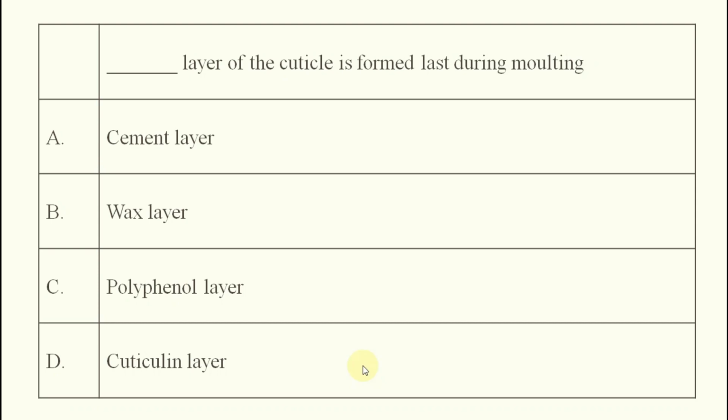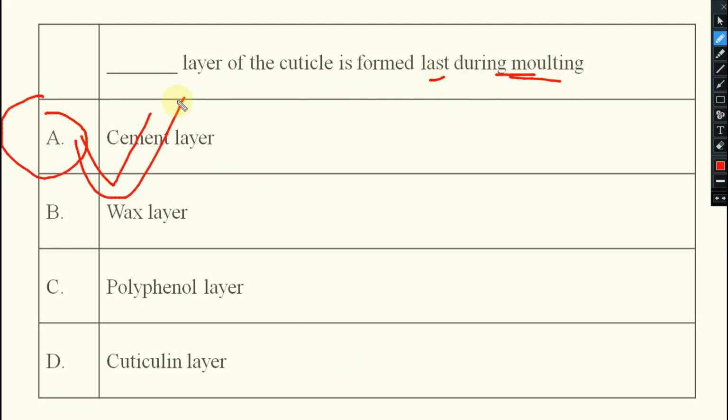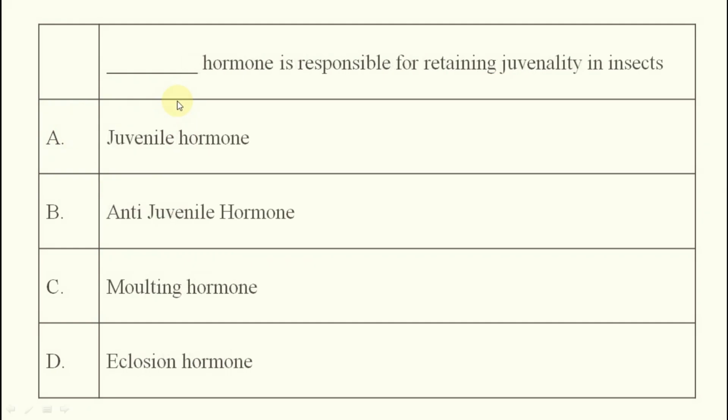Okay. Next question, you see, which layer of the cuticle is formed last during the molting process? Which layer? That is option A, that is the cement layer. So the first one is cuticulin and the last one is what? Cement layer. Okay. Which hormone is responsible for retaining juvenility in insects? Answer will be what? Juvenile hormone.